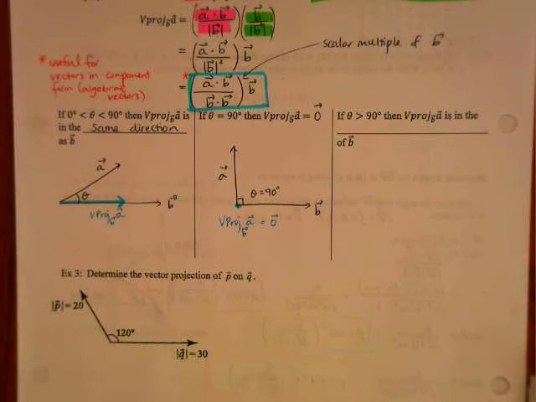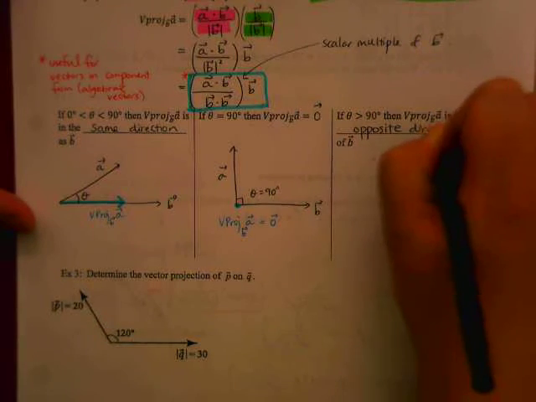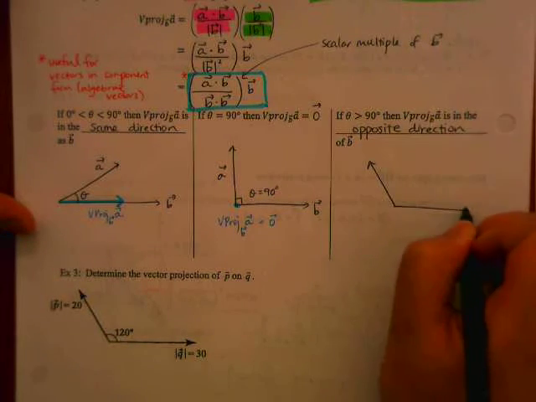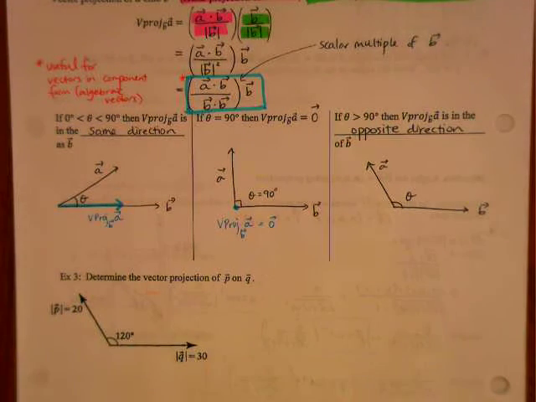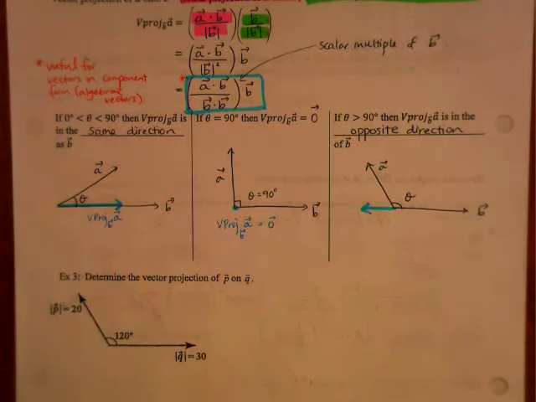Okay, last but not least, if the angle is greater than 90 degrees, then the vector projection of A onto B will be in what direction? Opposite of vector B, yes. Here's my vector A, here's my vector B. This is my angle theta, which is now obtuse. And then my vector projection of A onto B is going to be like so, pointing in the opposite direction of B.